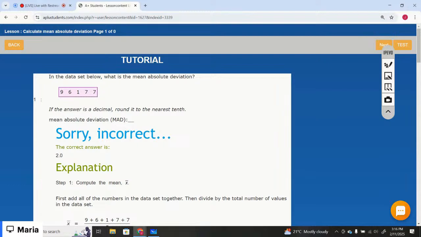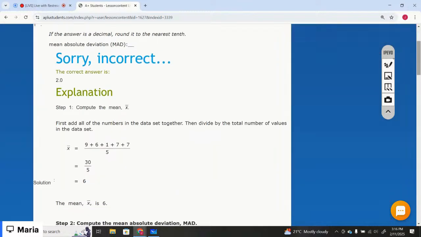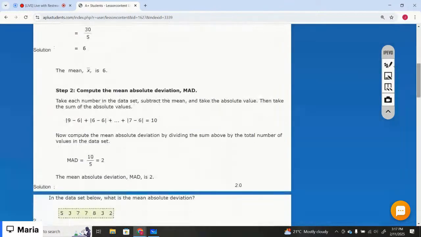So you need to calculate the mean absolute deviation. How do we calculate? The first thing is you need to calculate the mean. We know that the mean is the sum of all the numbers divided by the total number of values given in the data set. So here you have 9, 6, 1, 7 and 7. You need to add them and divide them by 5 because they are 5 in number. So the mean is 6.